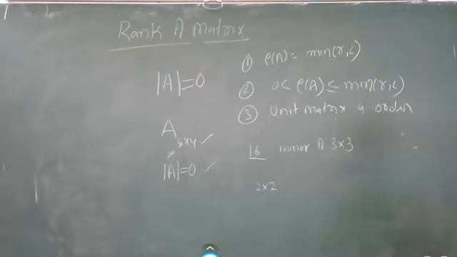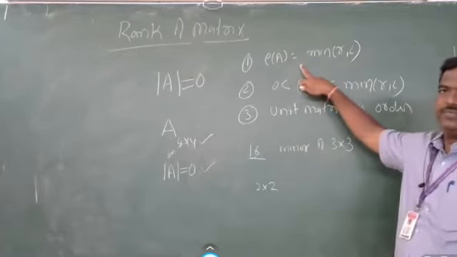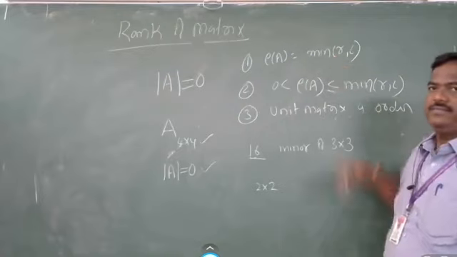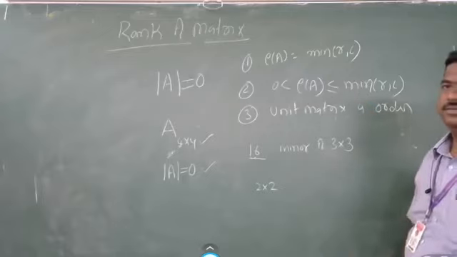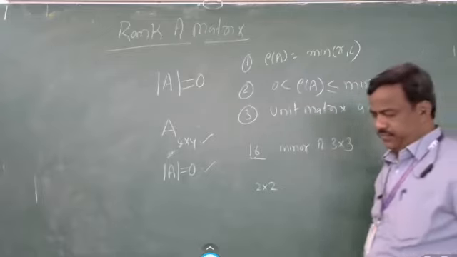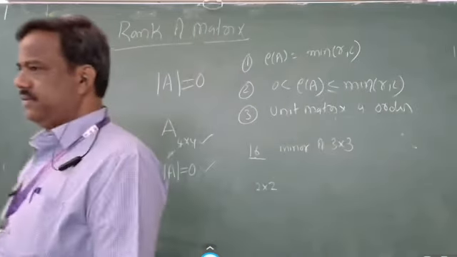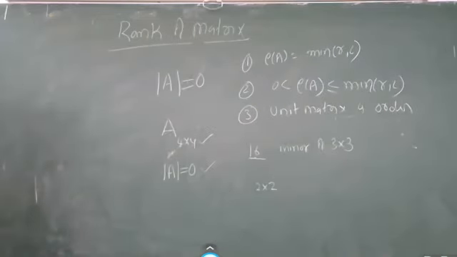First point. If A is a non-singular matrix, then rank of A equals minimum of R comma C. If A is a non-singular matrix, then the rank of A is equal to minimum of row comma column.